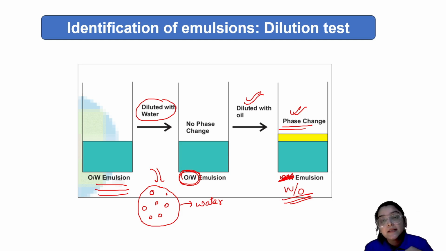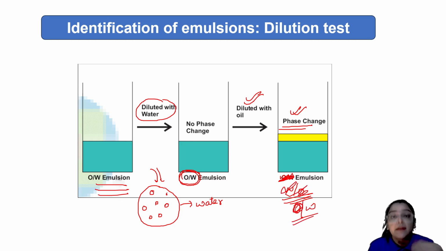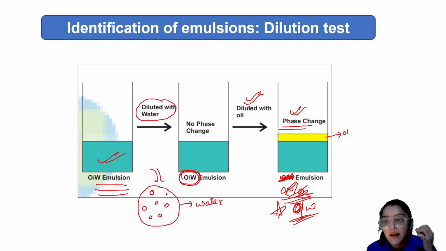So if water is added to the oil in water emulsion, there will be no phase change. If oil is added to it, this is oil in water only, yes, I've wrongly mentioned. Let me tell you again in brief. If the main emulsion is oil in water type and you add water to it, there will be no phase change. If you add oil to the same oil in water emulsion, then there will be a phase change. You can see there is a different layer of oil and a different layer of water. There will be phase separation.